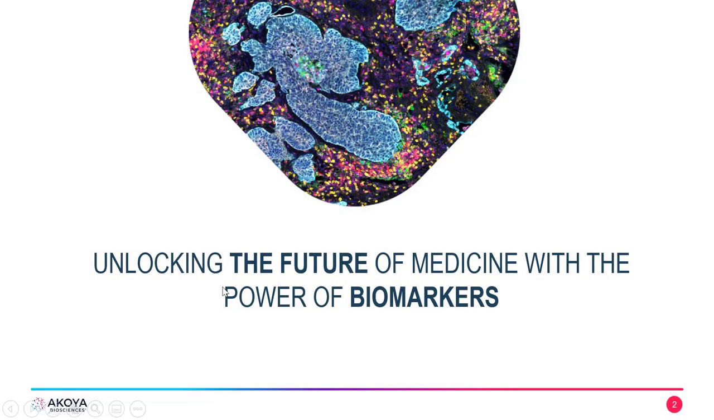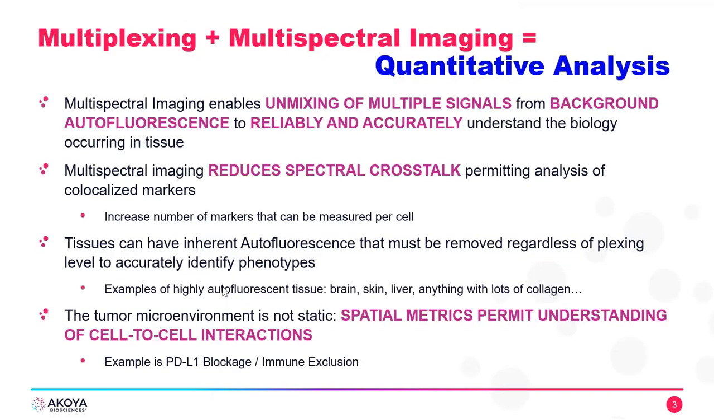So Akoya offers groundbreaking new multiplex technologies to help you identify your biomarkers. This will enable precision immunotherapy through spatial biomarker discovery. So why multiplexing, multispectral imaging for quantitative analysis? We're able to unmix multiple signals from autofluorescence, which gives us a reliable and accurate understanding of the biology. Spectral crosstalk is reduced, allowing us to analyze co-localized markers.